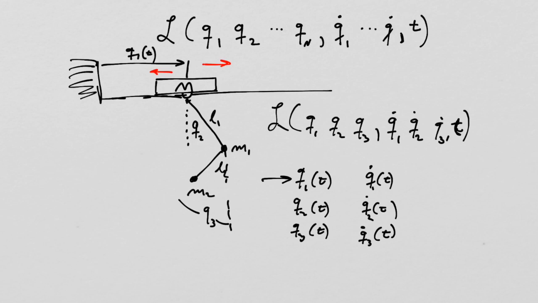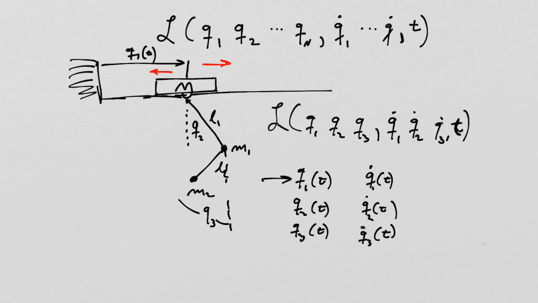I want the equations of motion. That means I want to know what this function is. What is q1 with respect to time? If I tell you the time, can you tell me how far this block is? If I tell you the time, can you tell me what angle this swing is at?